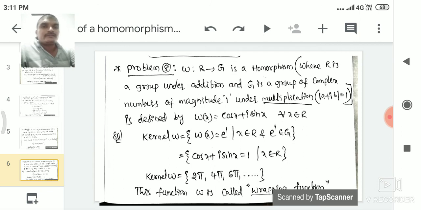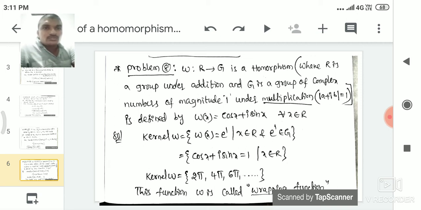Okay. So here we go to the definition of kernel. Here W is a function mapping from R to G. That's why the kernel of W is the set of x such that W of x is equal to e', where x belongs to the real numbers R and e' is the identity element in G. Here G is a group of complex numbers with magnitude 1, a group under multiplication. With respect to multiplication, the identity element is 1. That's why we define W of x as cos x plus i sin x equal to 1.